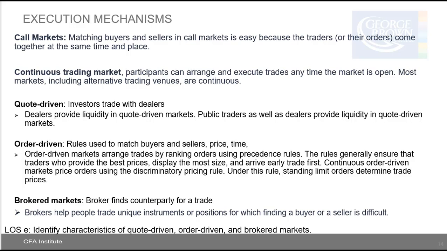Continuous order-driven markets price orders using the discriminatory pricing rule. Under this rule, standing limit orders determine trade prices. Okay? And finally, for brokered markets, in a brokered market, brokers find a counterparty for a trade. Brokers help people trade unique instruments or positions for which finding a buyer or seller is difficult.